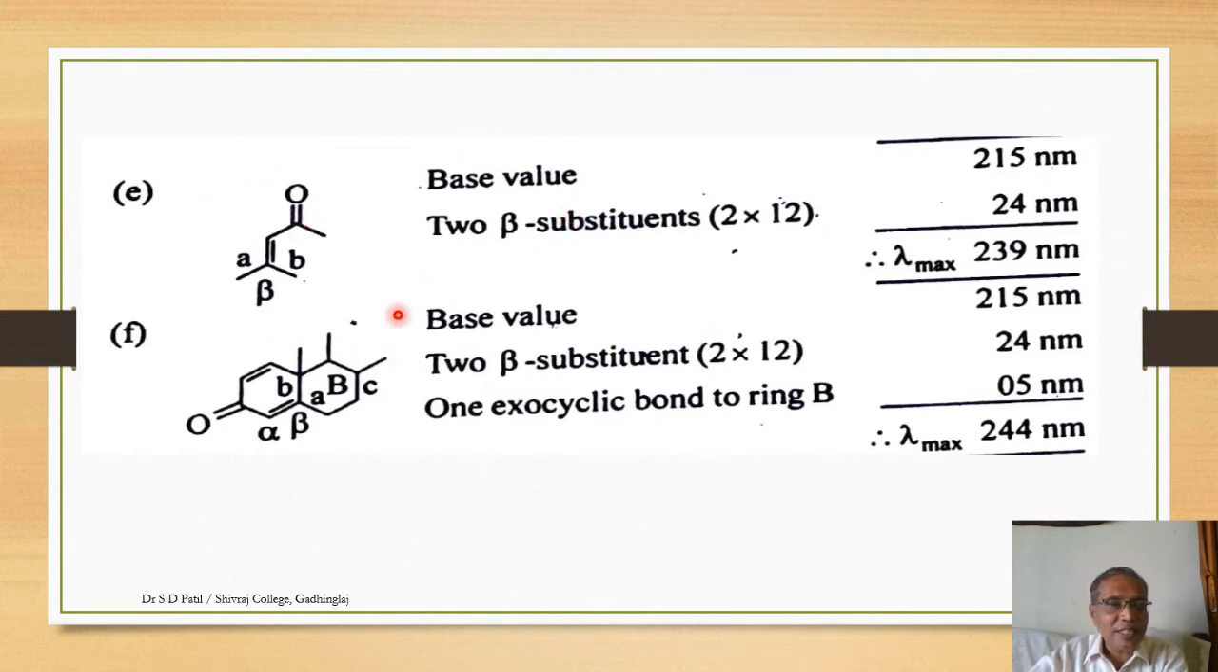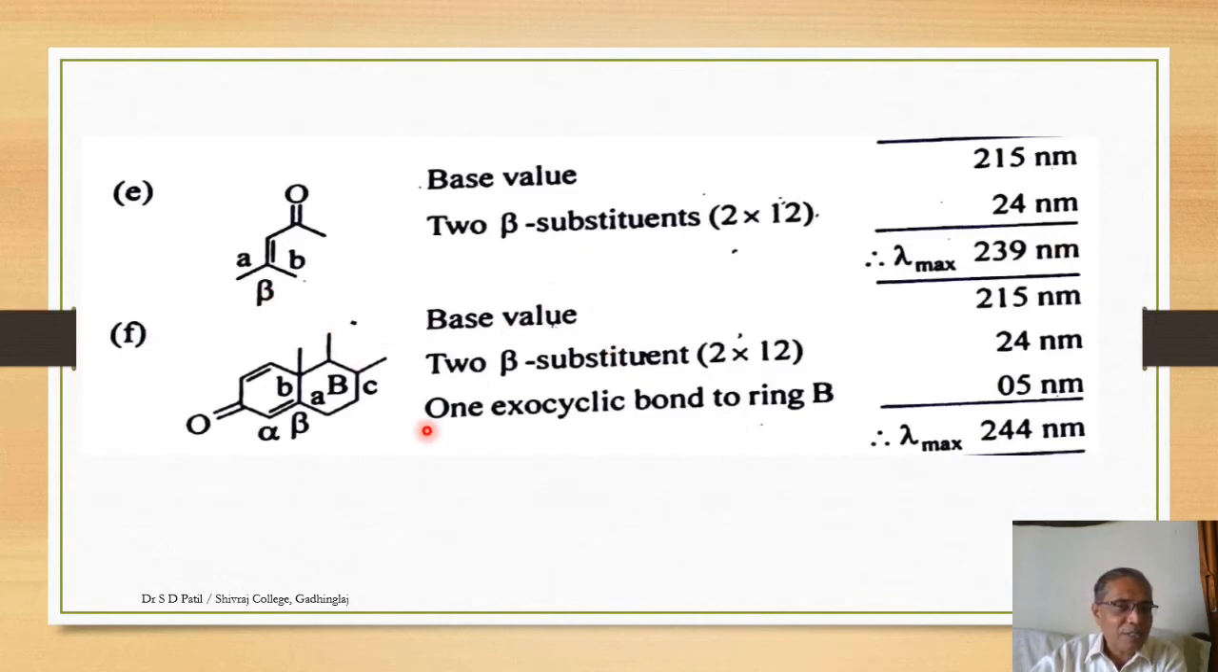Let us consider the next case. In this case again, an acyclic enone. So the base value is 215 nanometers. Then this is alpha position, this is beta position. At beta position A and B are the two alkyl substituents. So 12 into 2, it is 24. The total comes to be 239 nanometers.